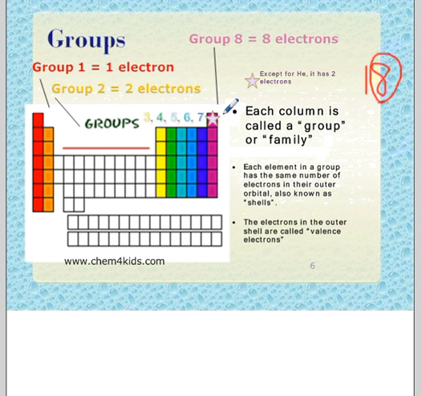So each element in a group, let's take this group for example. This is the noble gases, which is number 18 on your periodic table, but again, we just look at the ones place and it's an 8. They all have the same number of valence electrons in this whole group. So everybody in this group will all have 8 valence electrons.